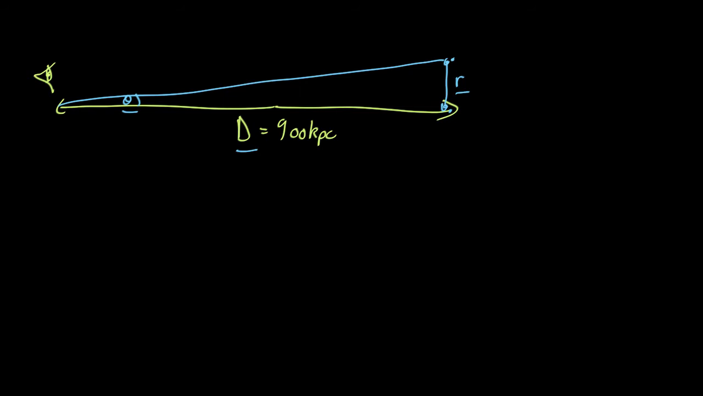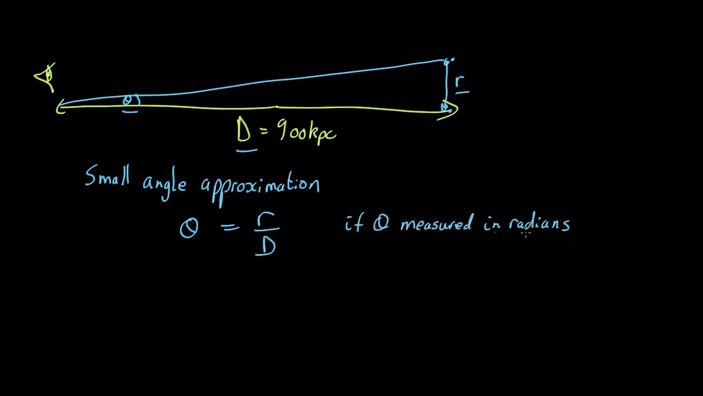In astronomy, angles are very, very small. These angles are a few arc minutes. An arc minute is a 60th of a degree, so these are much, much smaller than a degree. So what we can do is use a small angle approximation, which says that theta, as long as you measure it in radians, is just equal to r over d. So in this case, that tells us that r is going to be d theta, and we have to convert theta from arc minutes to radians.